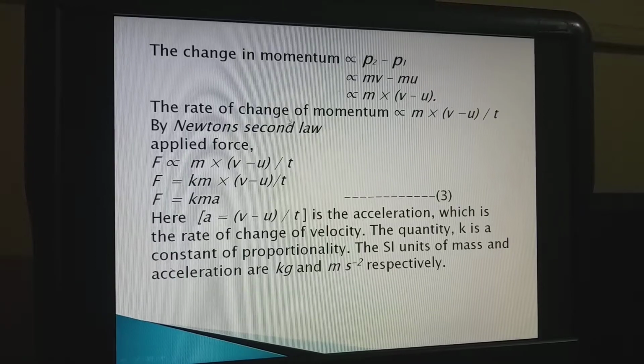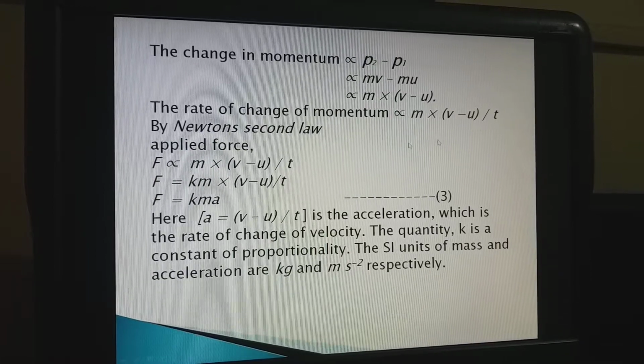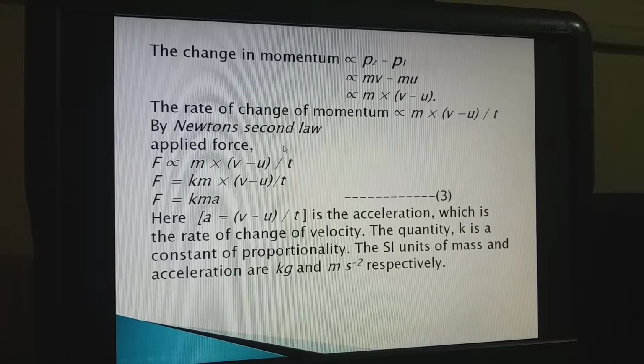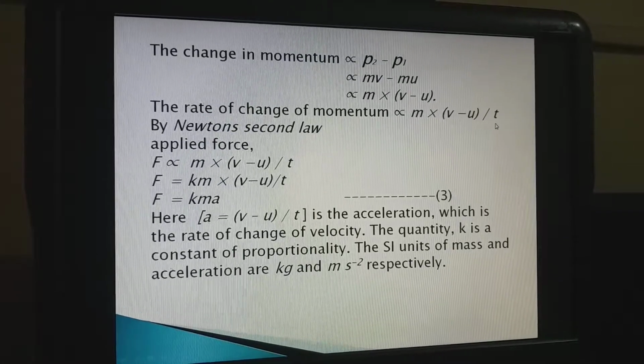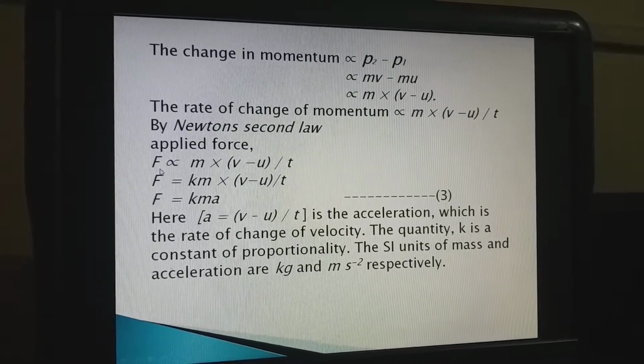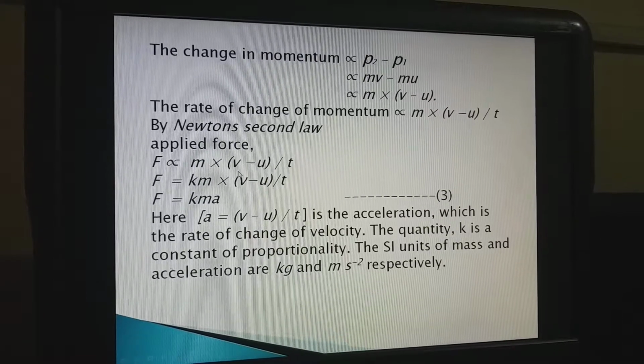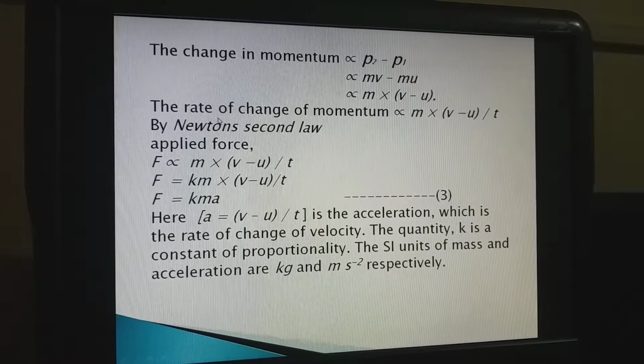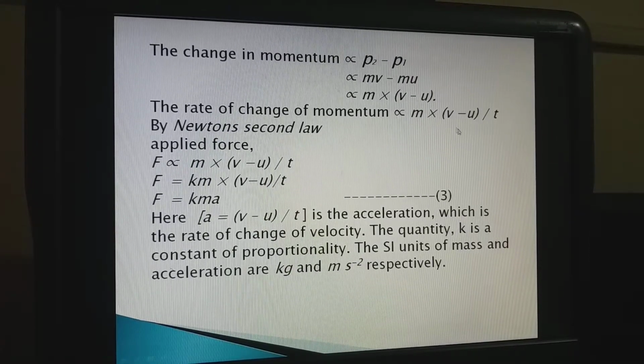So the rate of change of momentum is directly proportional to mass into v minus u upon t. When we are using this word rate, just remember rate. Why am I using this word rate? Rate of change of momentum will be mass into v minus u upon t. Now according to Newton's second law, this force is directly proportional to mass into v minus u, that is change in velocity, divided by time period. When we are considering the word rate, it means we are considering it with respect to time. That is why the word is used. So, change in momentum with respect to time.